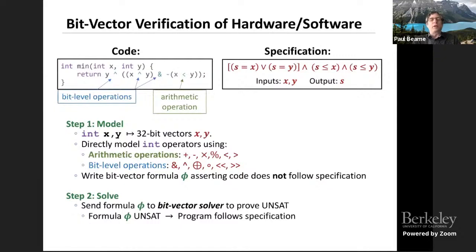So the general way things work with bit vector verification is you convert the integer variables into blocks of bits, 32-bit bit vectors, for example, if they're ints, and directly model the int operators and arithmetic operations and bit level operations. And then you write a formula over that theory asserting that the code does not follow the specification. So you send that formula to the solver. If the solver says that formula is unsat, then you found that the program follows the spec. Okay, so that's the basic form.